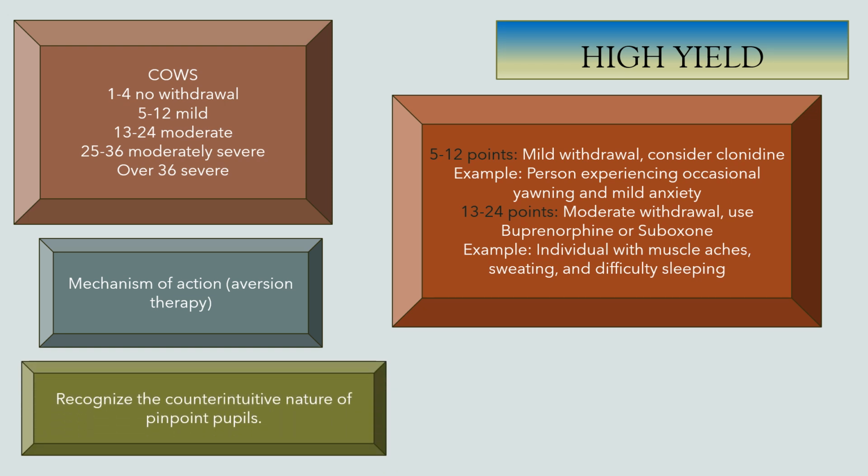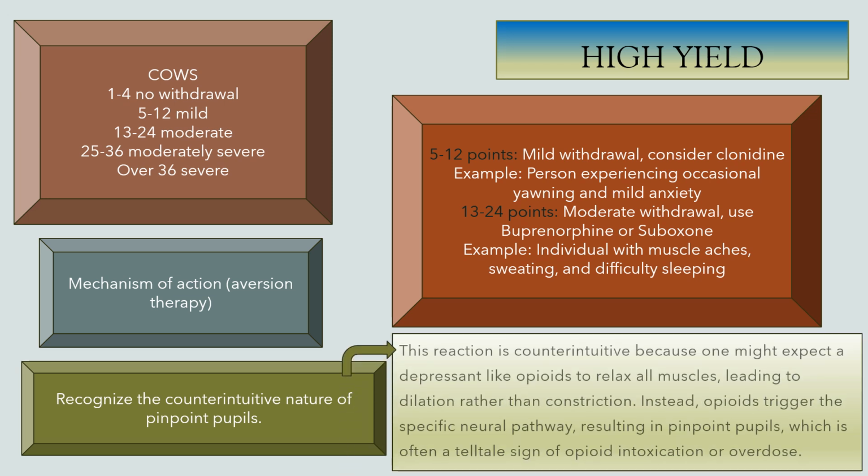Recognize the counterintuitive nature of pinpoint pupils. This reaction is counterintuitive because one might expect a depressant like opioids to relax all muscles, leading to dilation rather than constriction. Instead, opioids trigger the specific neural pathway resulting in pinpoint pupils, which is often a telltale sign of opioid intoxication or overdose.